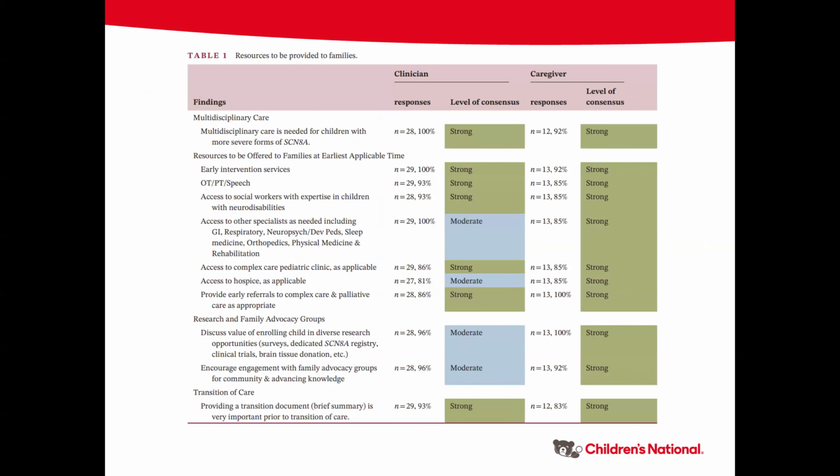Getting closer to the end here. So resources provided to families, again, recognizing that this is a complex epilepsy that can have multiple different accompaniments. It's important to have multidisciplinary care, to have other resources that can be offered to families, including things like therapy, access to complex care, access to other specialists, and then inclusion of research and advocacy groups. Particularly important to this audience, I think, since we have lots of adult neurologists here, adult epilepsy specialists, it's important to have a transition plan for these families, again, recognizing how complex they can be.